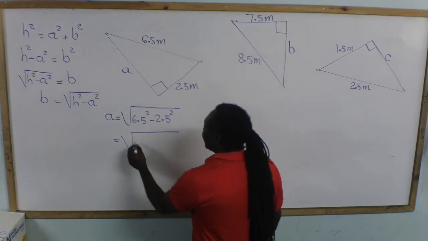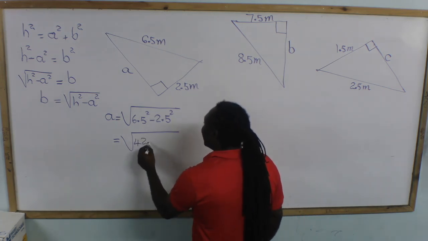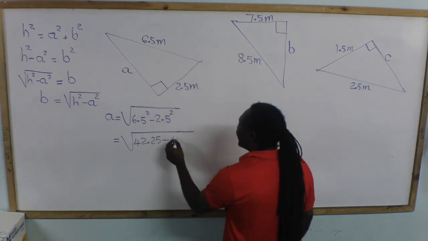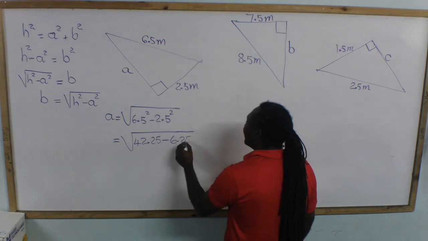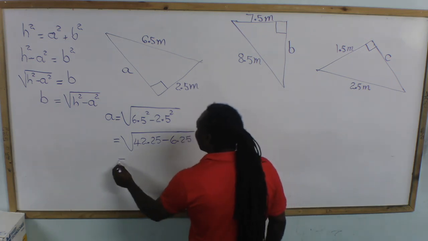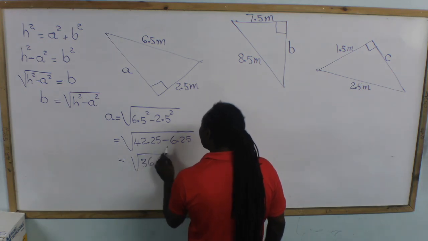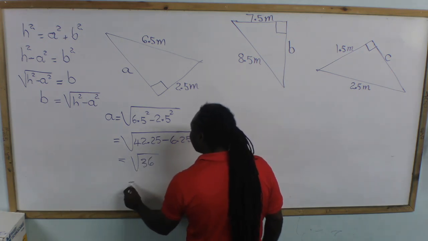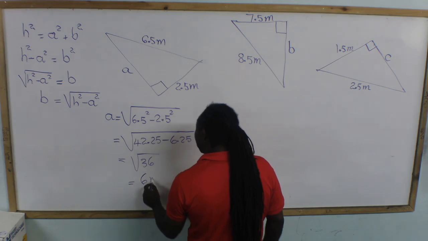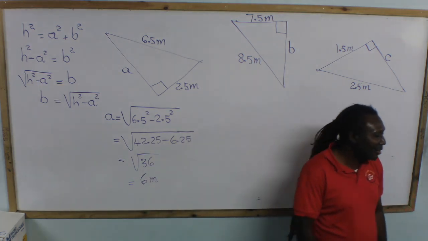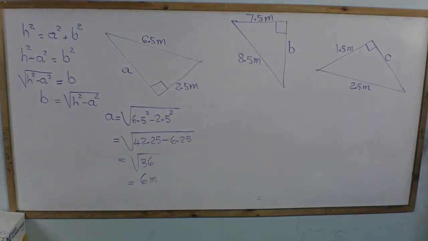Square 6.5, you get 42.25. And the other one now you get what? 6.25. And when you subtract, you get exactly 36. And the square root of 36 is what? 6. 6 meters. I'm not going to worry about any of the others until you are through.